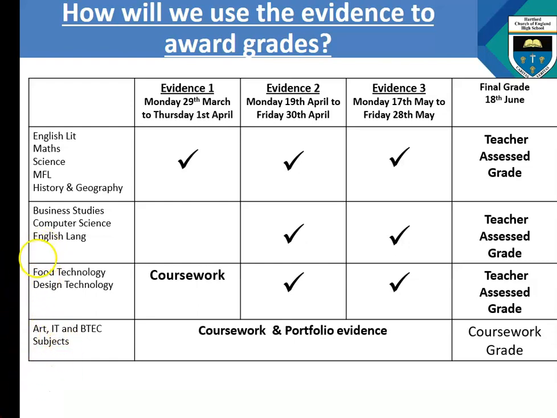If I now draw your attention to the 4th row with food technology and design technology, you can see that there will be 2 written pieces of evidence in evidence window 2 and evidence window 3. Evidence 1 will be the coursework which they have completed in that subject, and we will use coursework alongside evidence 2 and evidence 3 to work out the final teacher assessed grade. As mentioned previously, art, IT and all of our BTEC subjects will have coursework, and the final grade will be the coursework grade.